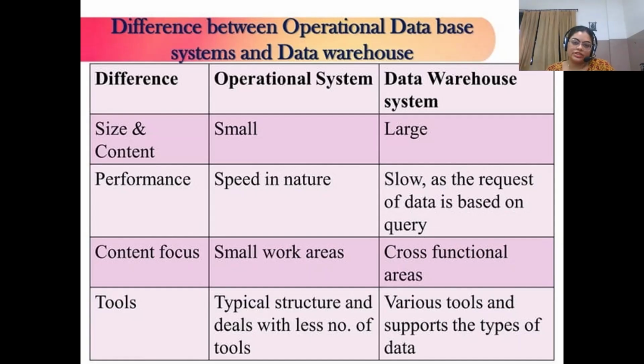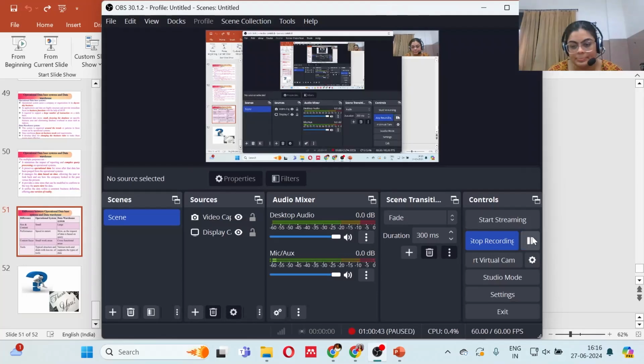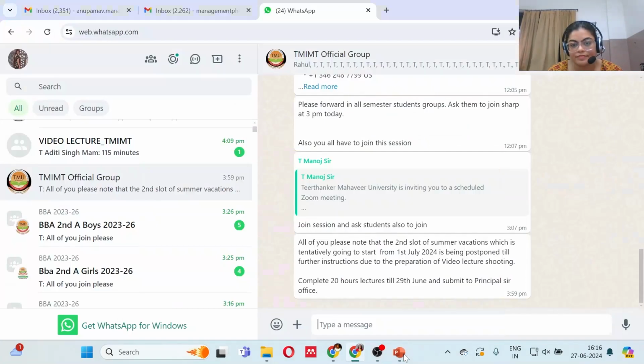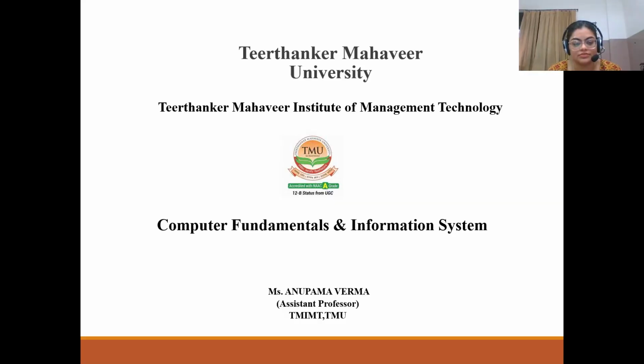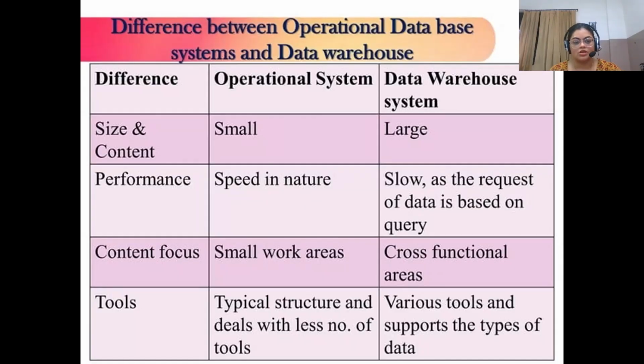So the difference between the operational database systems and data warehouses in terms of size and content: operational systems are small and data warehouse systems are large. In performance, speed in nature, slow as the request of data is based on query. Content focus: small work areas, cross functional areas, tools like typical structure and deals with fewer tools, while data warehouses have various tools and support the types of the data.